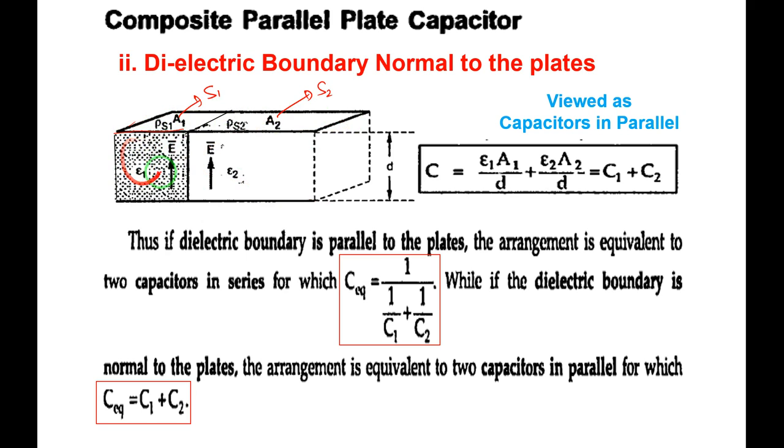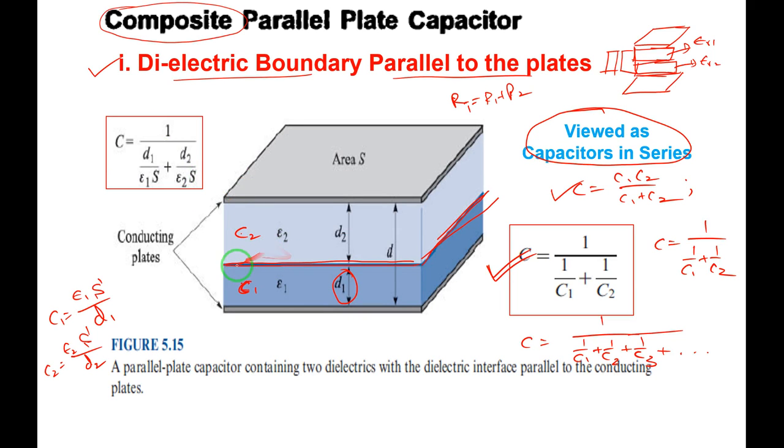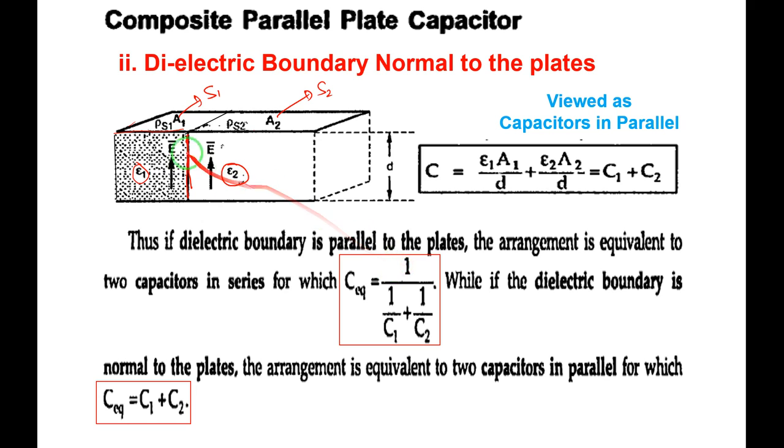We will place the dielectric material having permittivity epsilon 1 between the two plates having surface area S1. And we will place another dielectric material having permittivity epsilon 2 between the two plates here. Observe, this is the boundary between the dielectric materials. You can observe this boundary is normal, perpendicular to these two plates. In the earlier case, the boundary was parallel to the plates. Here, in this case, the boundary is normal to the plates.